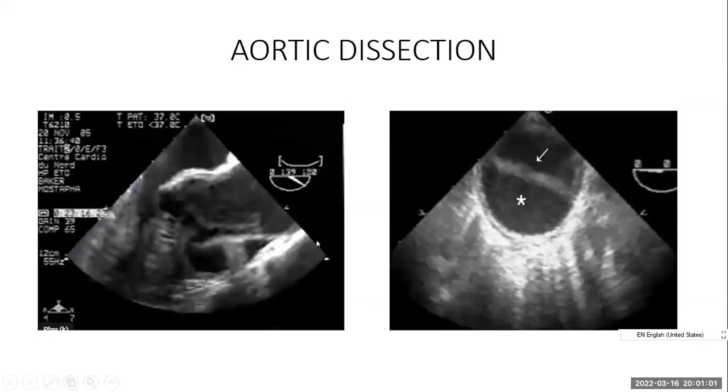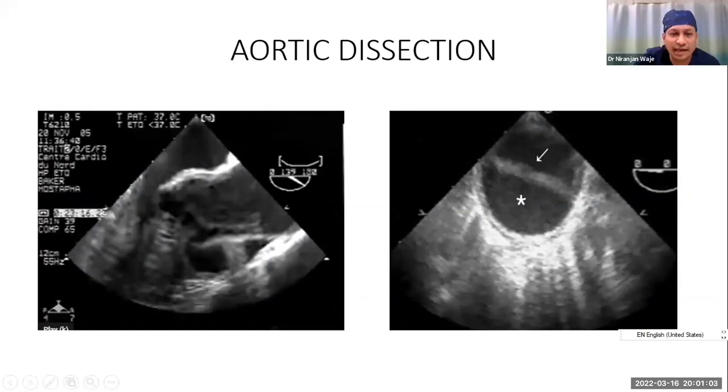So this is a classical scenario. You can see this is the aorta in a long axis view, and there's a flap out here. This is the descending aorta in short axis view, and there's a flap out here. This is a classical case of aortic dissection, picked up in the ER, and the patient goes earliest to the OT to get it rectified to prevent further deterioration of hemodynamics. As you can see, the echo has helped here.